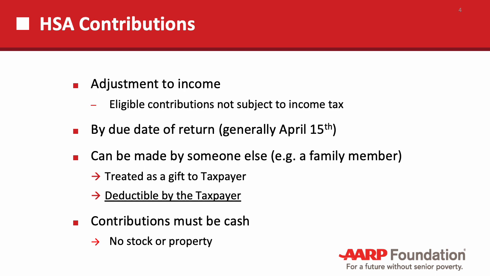Eligible contributions to these accounts are not subject to income tax. Contributions are due by the due date of the return, which is generally April 15th. That's similar to an IRA, where taxpayers have additional time to contribute after the tax year ends. Contributions can be made by someone else, for example, a relative. Those are treated as a gift to the taxpayer and will be deductible by the taxpayer. All contributions must be in cash, no stock or property.